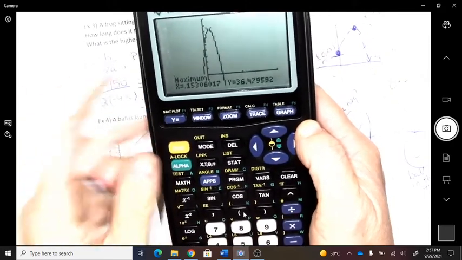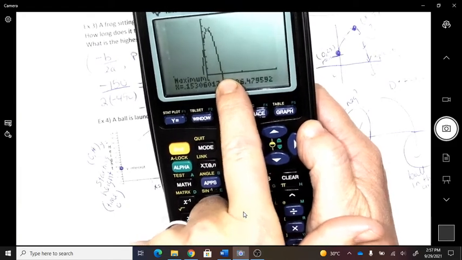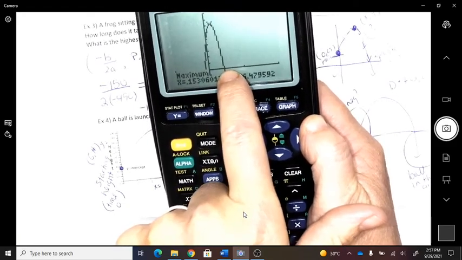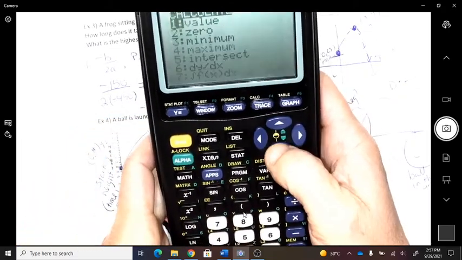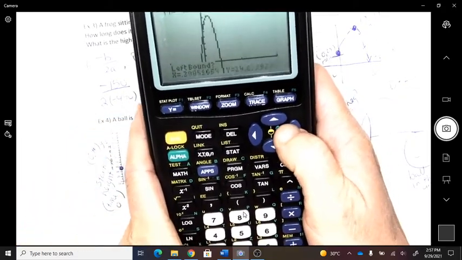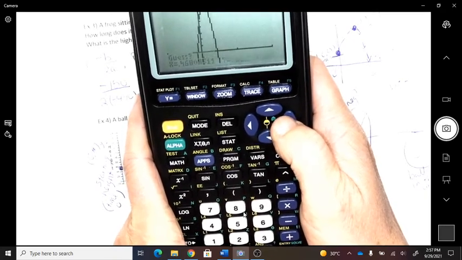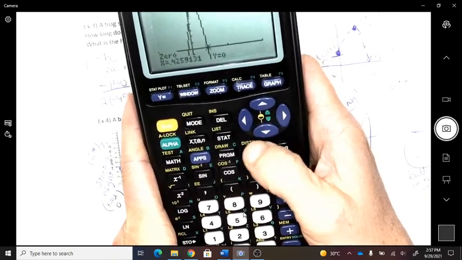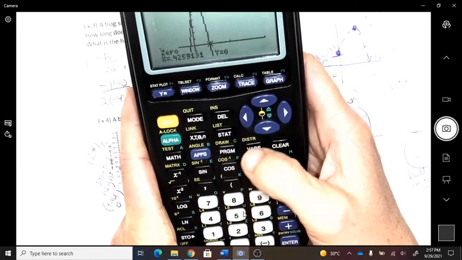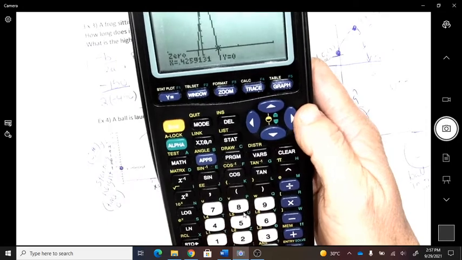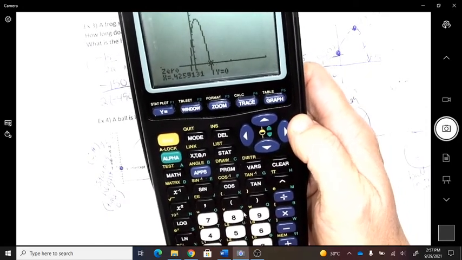I'm not going to make you do this in pre-calc, but when is the frog going to hit the water? Right over here. So I'm going to calculate the 0, and then I'm going to go, it's between here and here, and it took 0.425 or 426 seconds, and then the frog hit the water there.